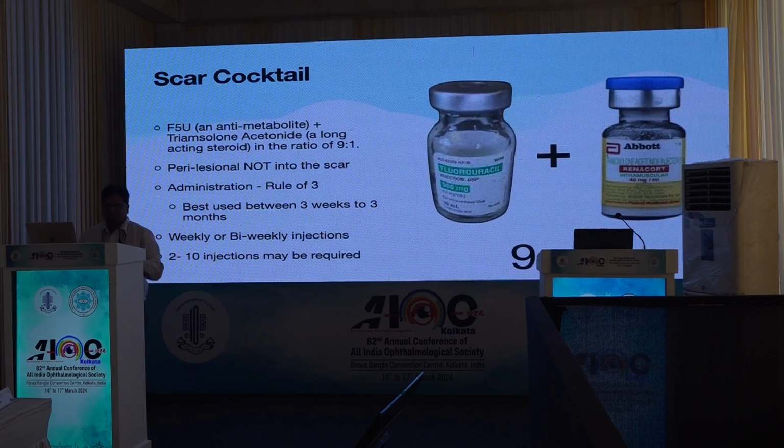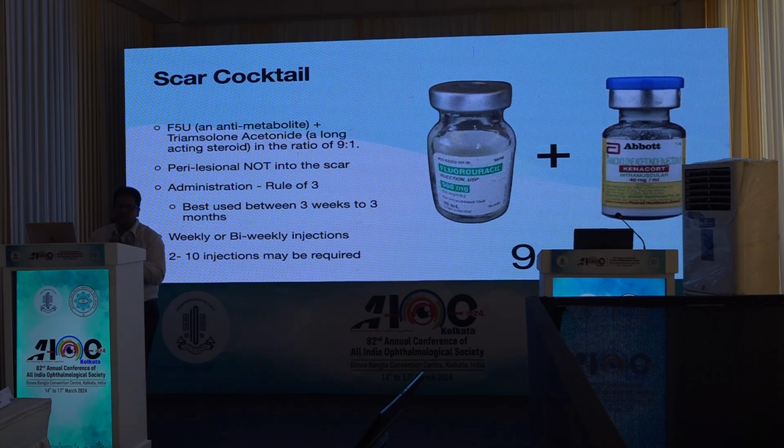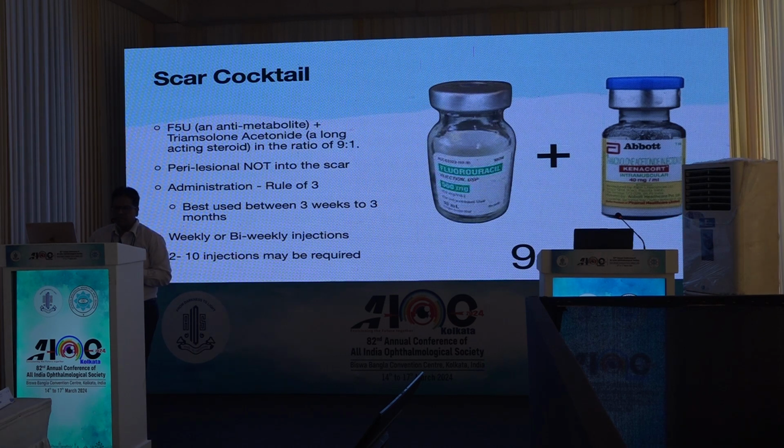And what I generally use is a scar cocktail. It's a 9:1 ratio of 5-FU and triamcinolone acetonide. I always give it perilesionally, not into the scar, because it will cause epithelial defects. What we use is a rule of 3, best used between 3 weeks to 3 months of the wound repair. And we can give it weekly or bi-weekly. Usually within 2 injections you start seeing the effect. If it is enough, we can stop at that, and then we can go up to 10 or 12 as well. So there is hardly any side effects with use of 5-FU.